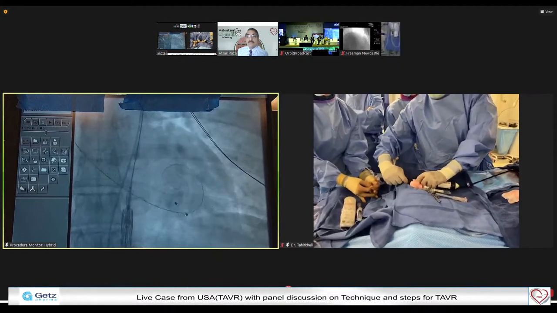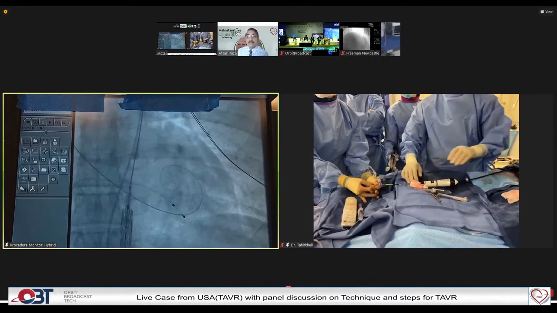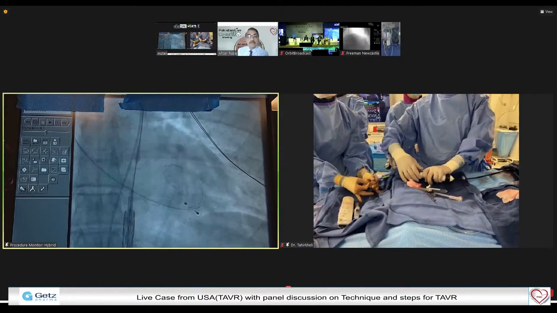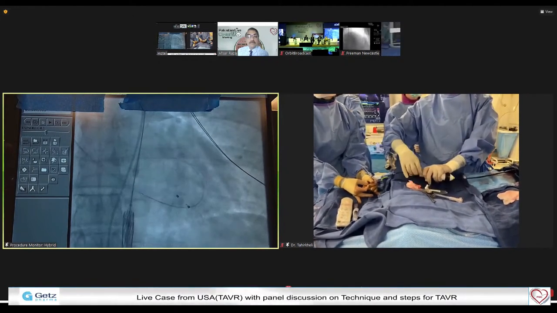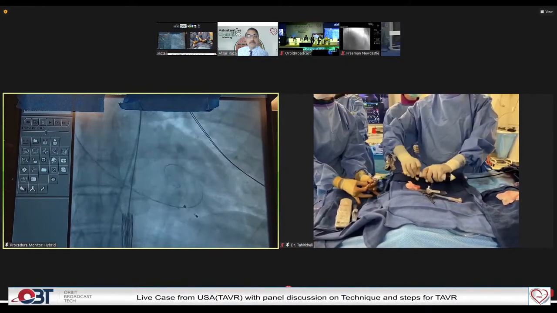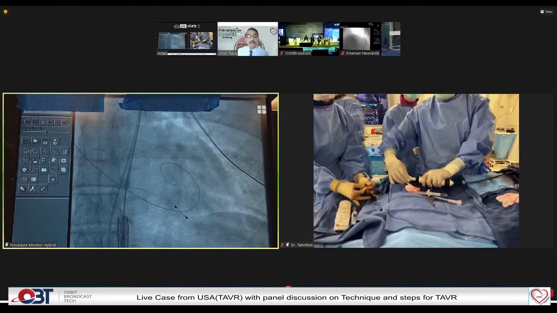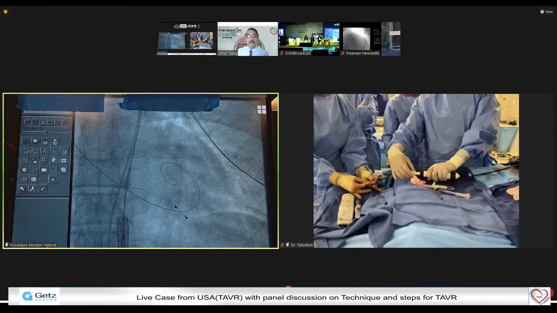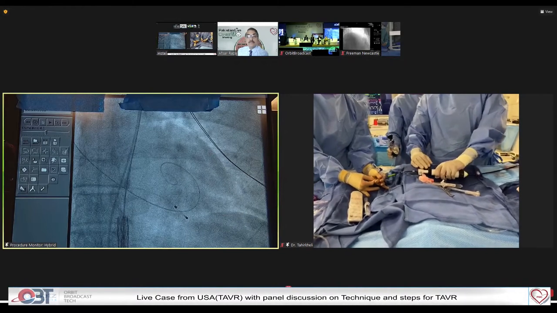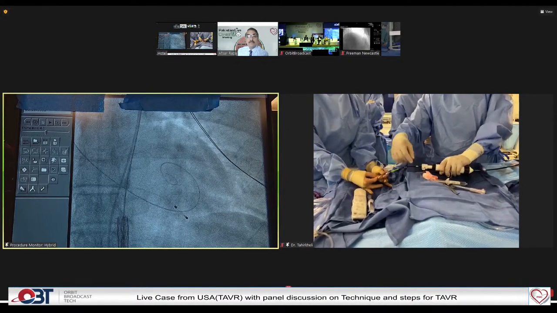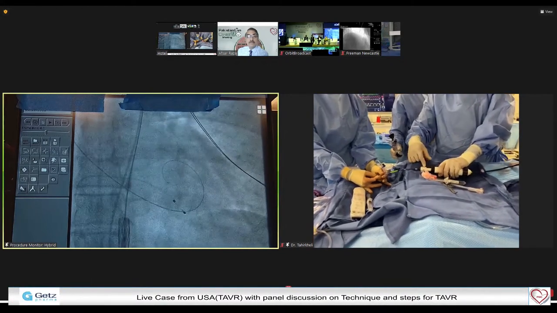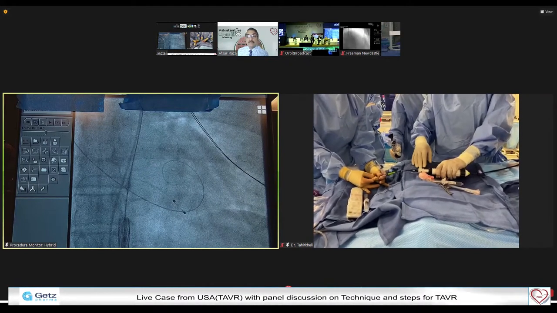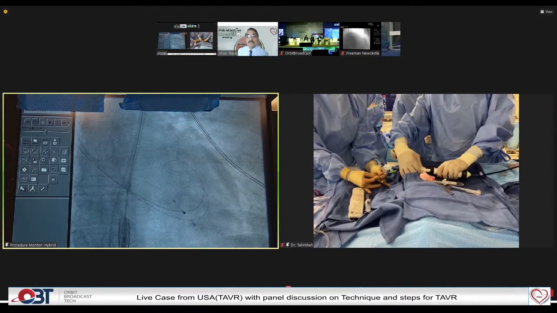On the fluoro, can you see those three dots coming back into the valve? That's the balloon coming back into the valve now. The reason for that is this way you can have a smaller size of the catheter and you load the balloon inside the valve, inside the body, in the aorta. These steps are very simple that we are going to do, just within parameters of the standard valve, and we are going to need the edge.